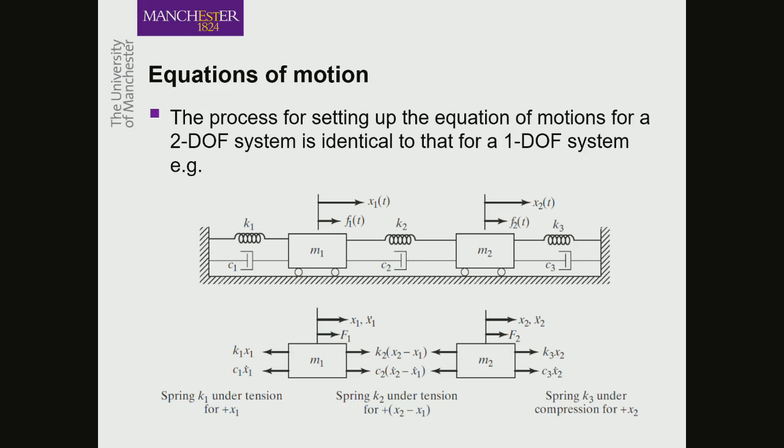And here, spring 2 (K2) and damper 2 (C2) are affected by the motion of both M1 and M2. So you need to reflect this in the forces of the spring and the damper here, K2 and C2. It is x2 minus x1. Why? Because both masses are moving towards the right, so you need to take the difference between the displacements in order to show the real displacement that spring 2 is experiencing. And the same thing applies to damper 2.